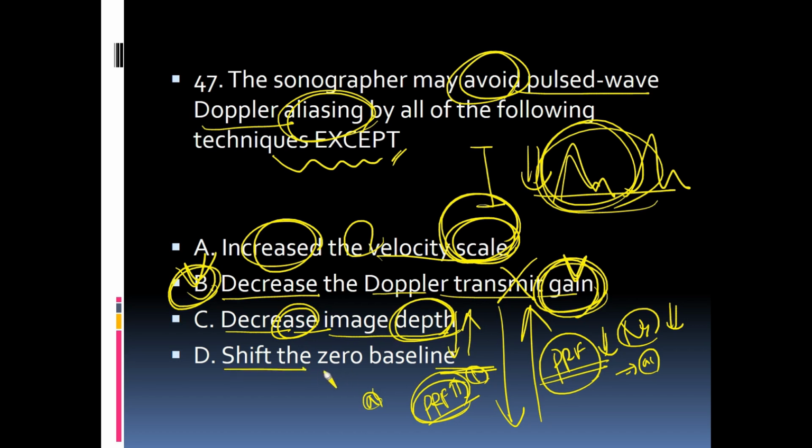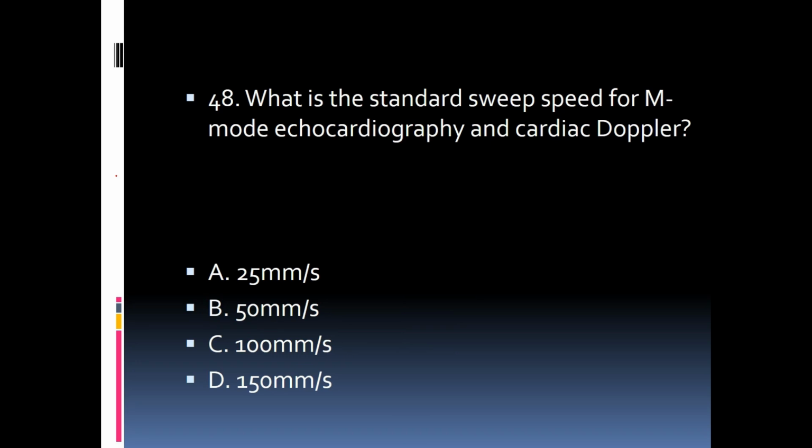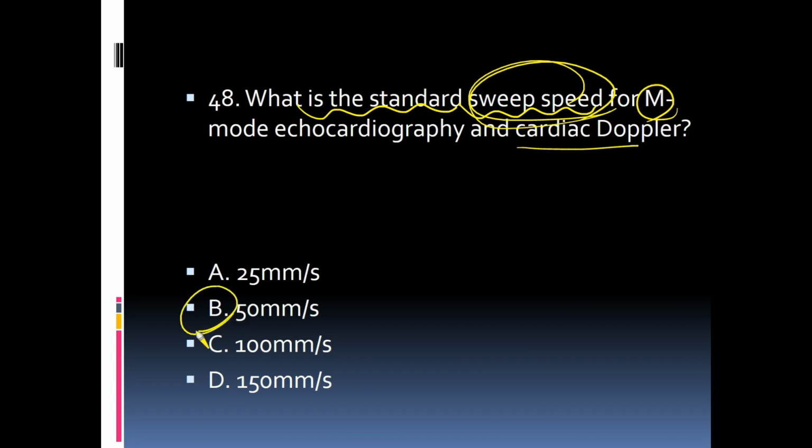Similarly, option D is also a concept related to controlling aliasing. The incorrect answer is option B. Let's move on and look at the next topic. Now, the question is asking about sweep speed. When performing an echocardiogram, the question is asking about the standard value used for sweep speed in M mode. The correct answer is option B. Generally, a value of around 50 is used.